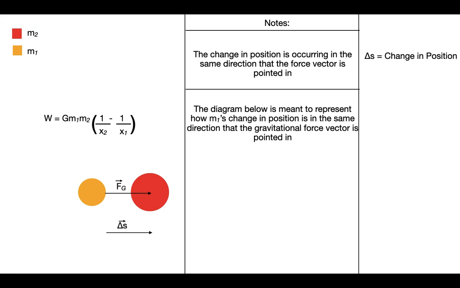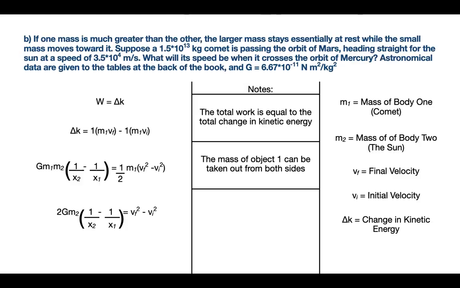And since we know that the direction the force vector is pointing in is the same direction that the position is changing in, we know that the work value is a positive value, which is what we will get when we use the following equation. And the equation is all we need to find for part A.